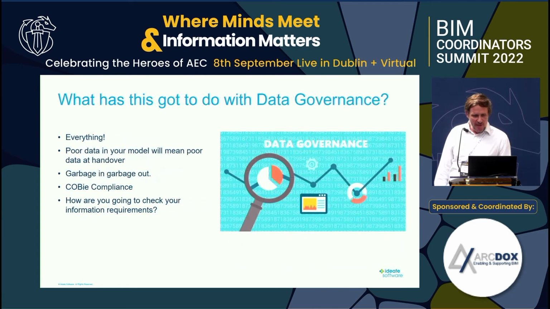So I'm talking about Revit and models. What's this got to do with data governance? Well, everything, really. We're putting more and more information in our models these days, so it's important that that data is correct and relevant to the project that you are working on. So poor data in your model will mean you've got poor data at handover, and your clients aren't getting the information that they require. Typically, if you're working with something like COBie as well, this needs to be properly checked and audited. So how are you going to check all this information, these information requirements?